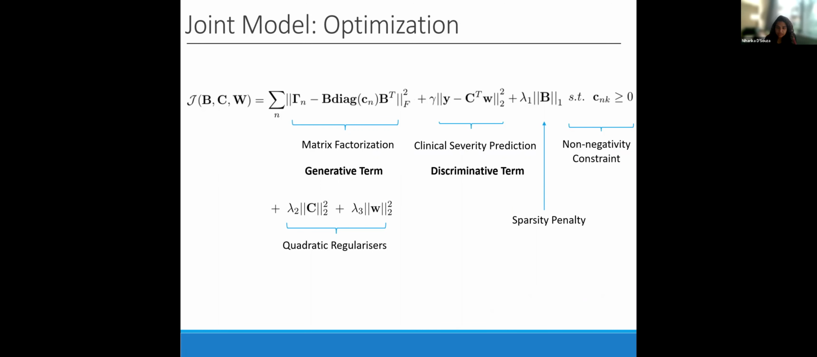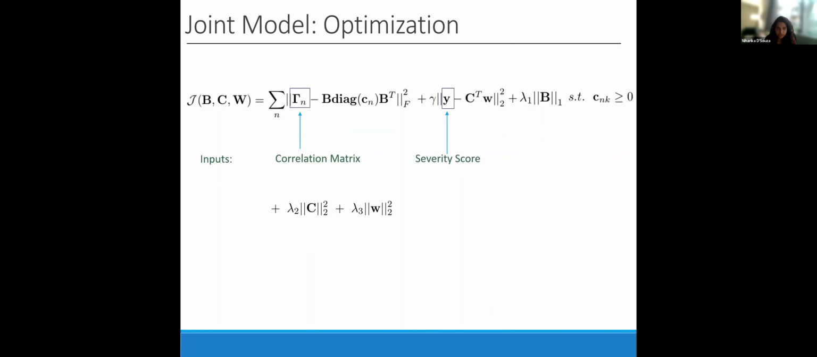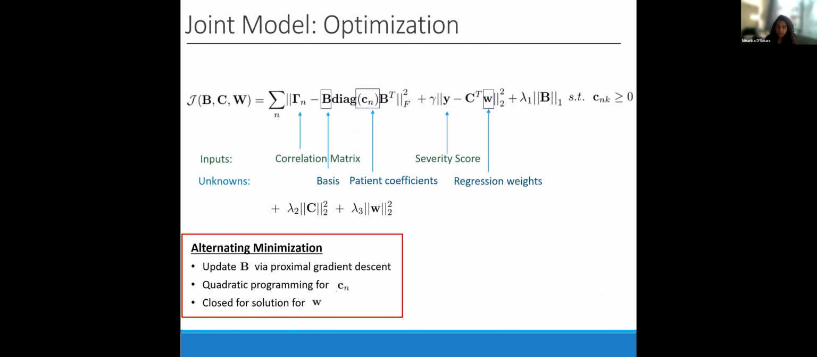So the inputs to the training model are the correlation matrices and the severity scores. The unknowns that we are trying to estimate are the coefficients, the basis, and the regression weights. Note that we are jointly trying to optimize these latent variables here. To simplify the estimation, we can notice that the subproblems in each of these variables can be tackled more easily. Hence, we develop an alternating minimization scheme with three main steps.